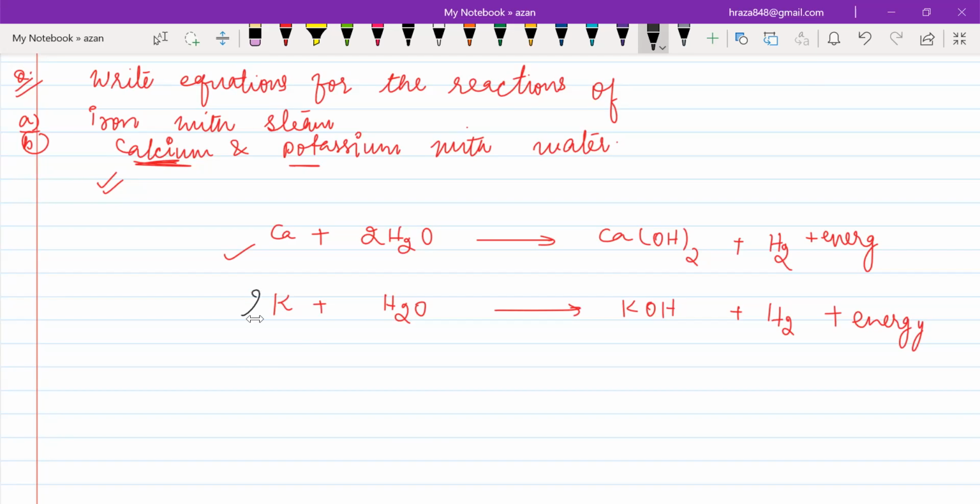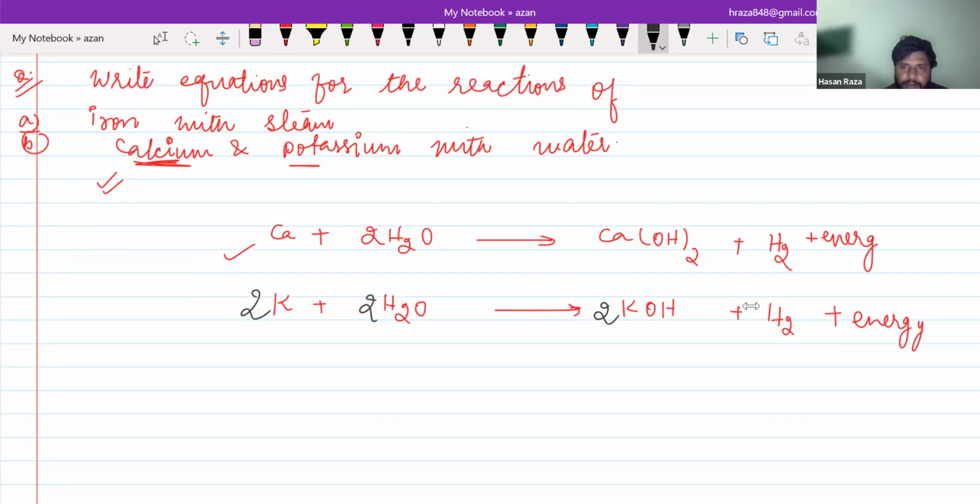Yes, sir. So 2K, 2H, it will be 2KOH and I think 2, 2 is 4. Okay, H2, H2. Okay, this is the reaction. And calcium reacts with 2H2O to give calcium hydroxide and H2.